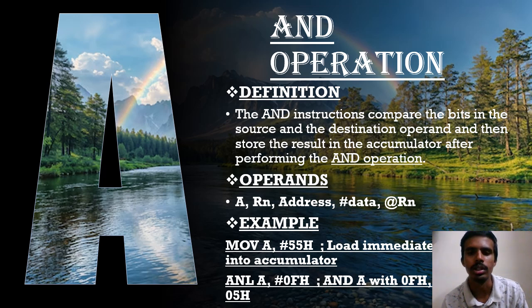The operands that are used are accumulator, registers, direct address, and indirect address also. We'll look at an example: MOV A, #55H, and we'll perform the AND operation by writing ANL, which is the operation code. There we'll write ANL A, #0FH. That means the accumulator contents and 0FH are ANDed together and the result is stored in the accumulator itself. So this is how the AND operation works.